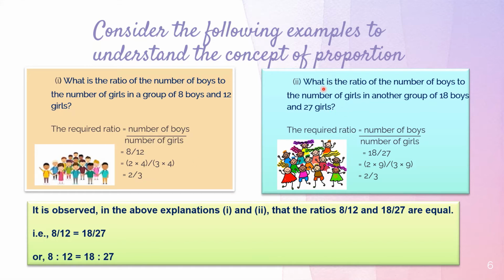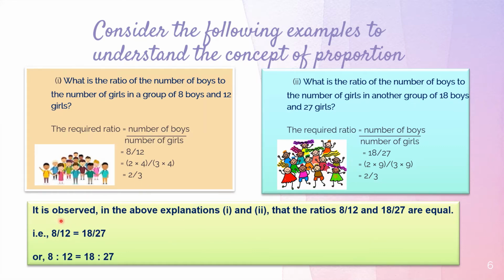Let's do the second: what is the ratio of the number of boys to the number of girls in another group of 18 boys and 27 girls? That's easy. The required ratio is number of boys upon number of girls, which is equal to 18/27. Now we remove the common factor, which is 9 over here, and my answer is 2/3. So we have two fractions here, 2/3 and 2/3.